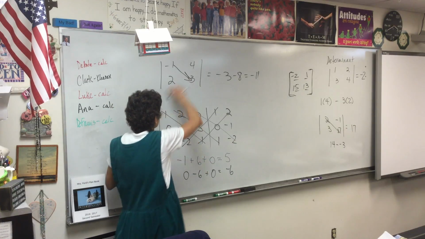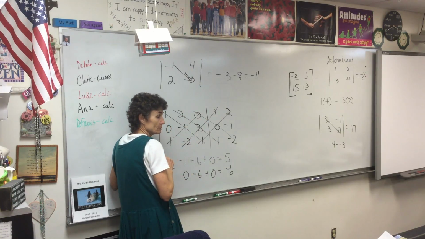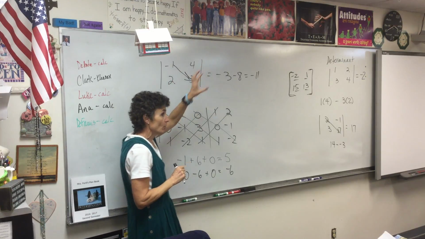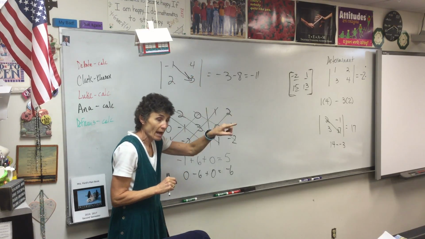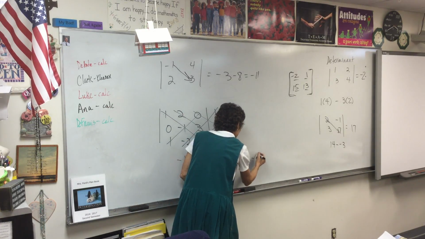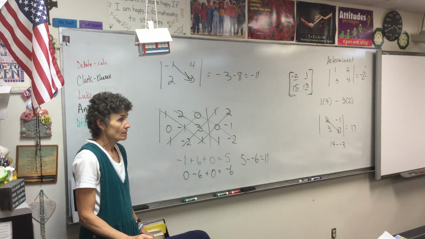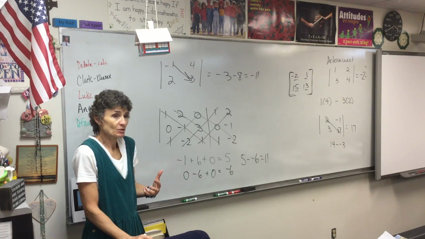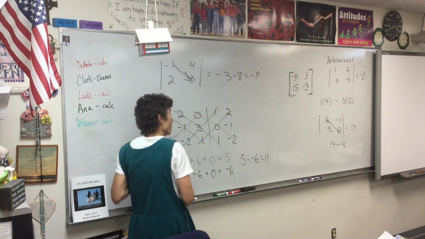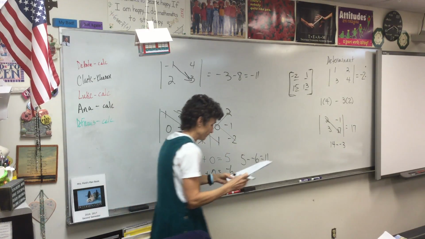That -6 is like the 8 was here. So what do I do with my -3 and my 8? What do I do with those 2 numbers? Subtract. Guess what I'm gonna do with these? Subtract. So the answer is gonna be 5 minus -6, which is 11. So we do it the same as a 2 by 2, it's just bigger. You have all of this minus all of this. Okay, let's try the next one.